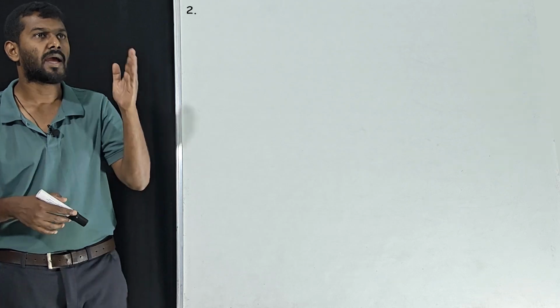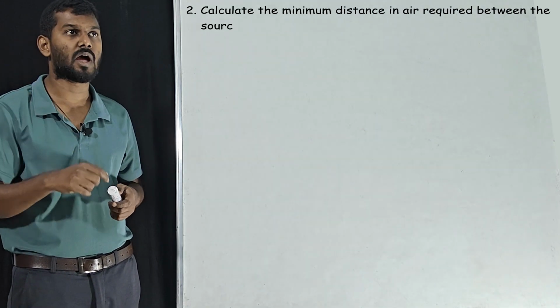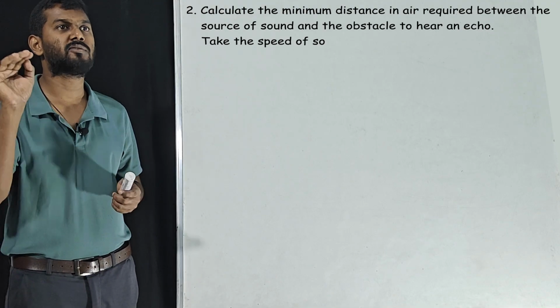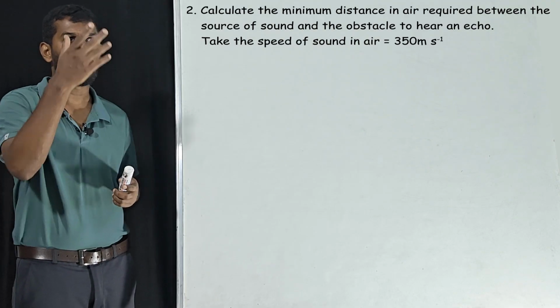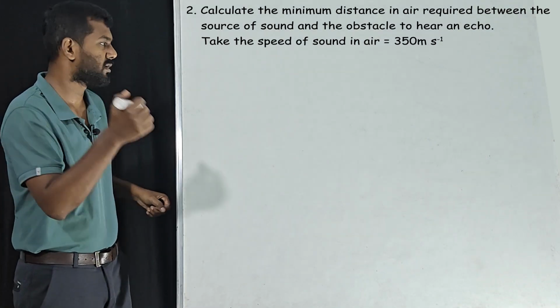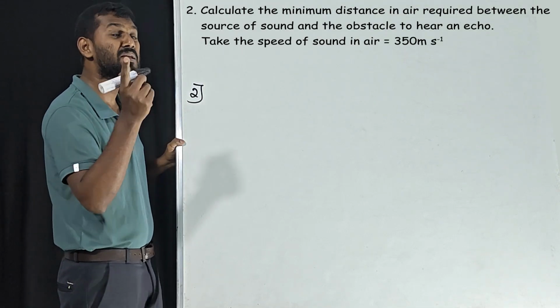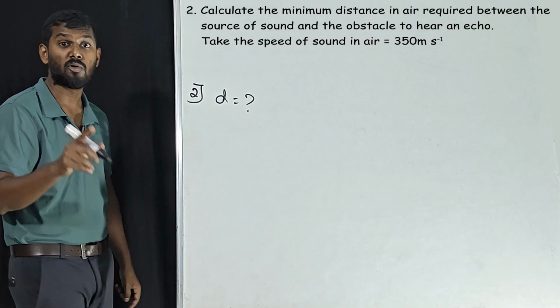Our next question: calculate the minimum distance in air required between the source of sound and the obstacle to hear an echo. Take the speed of sound in air as 350 meter per second. It's a very simple question, all the data are given. Here we need to find the minimum distance.